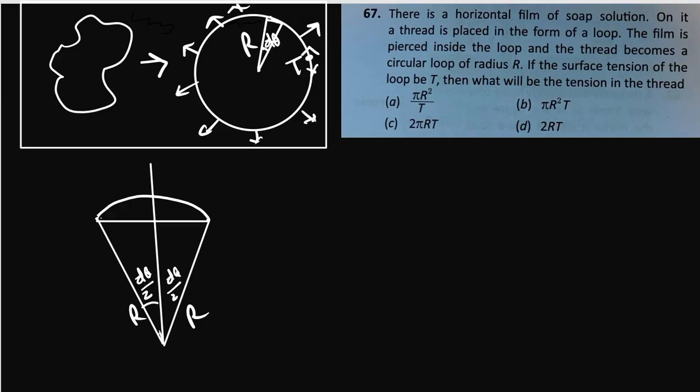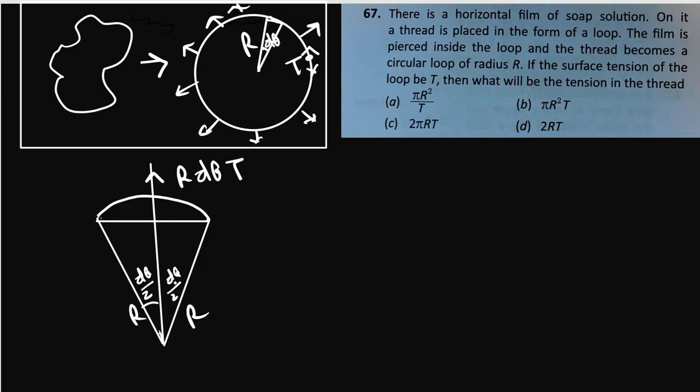The net force on this curved part will act in the upward direction, and it will be equal to the force due to surface tension. The force due to surface tension is always equal to length times surface tension. The length of this curved path will be radius multiplied by total angle, which is d theta. So we can write r d theta, the length of this arc, multiplied by surface tension, which is T.